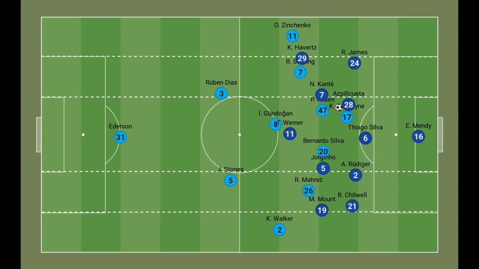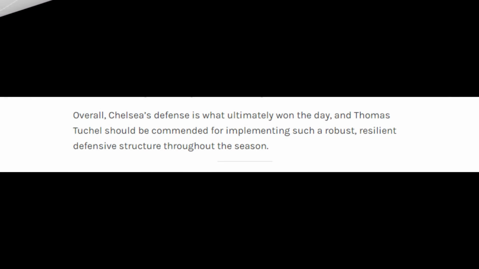Finally, Chelsea dealt with everything in the air, limiting City's long balls from Ederson or long throws towards the end of the match. With so many numbers back, even shorter players like N'Golo Kante were climbing up to win headers, a testament to Chelsea's approach throughout the game in winning at all costs. Overall, Chelsea's defence is what ultimately won the day, and Thomas Tuchel should be commended for implementing such a robust, resilient defensive structure throughout the season.